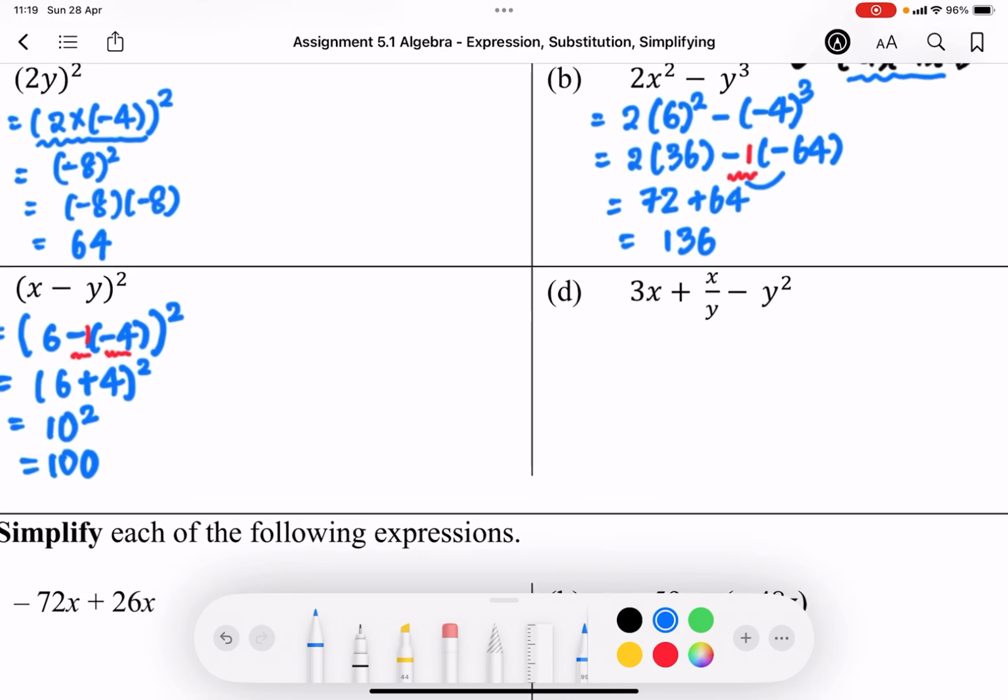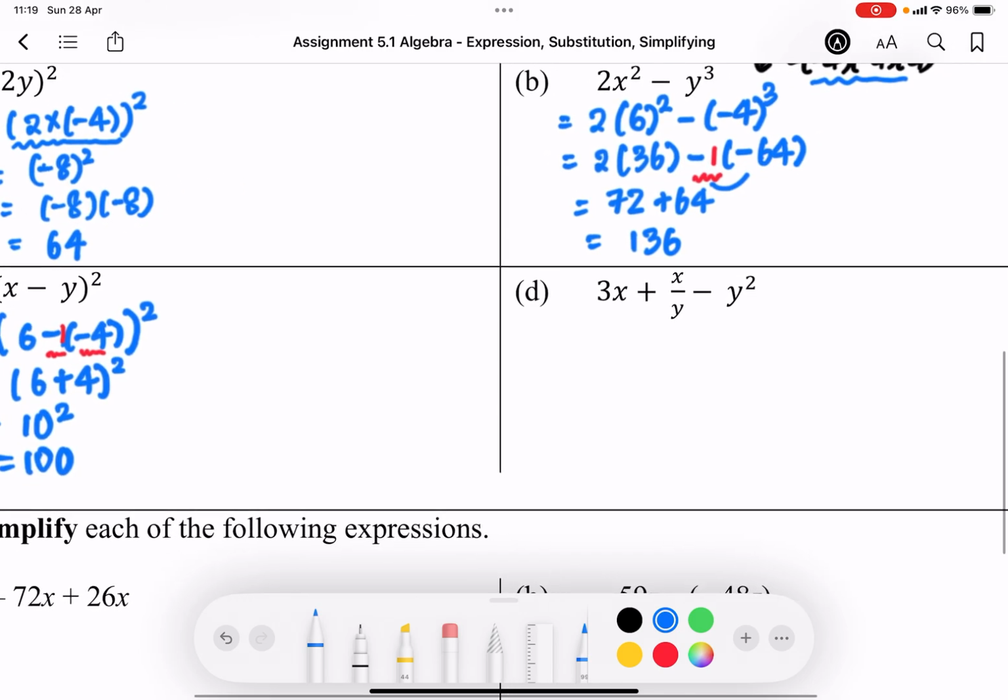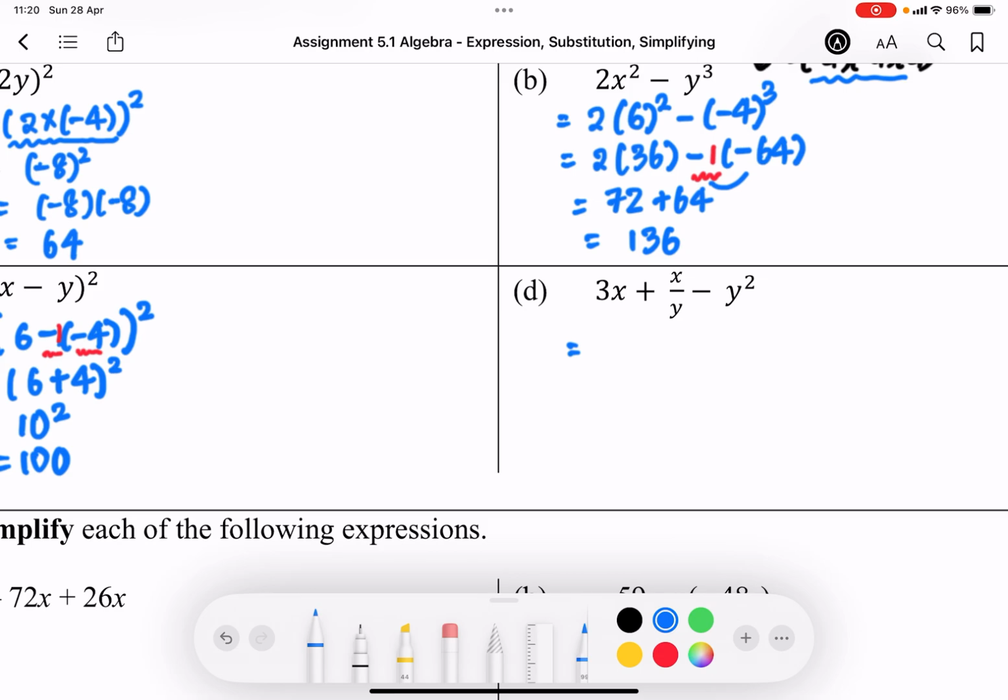Next, 3x plus x over y minus y squared. So same thing, we substitute the values of x and y. So 3 times x, which is 6, plus, now x is positive 6, so put it here, whereas y is negative 4, and then now minus negative 4, whole thing squared. So you notice we put the negative 4 within the bracket again.